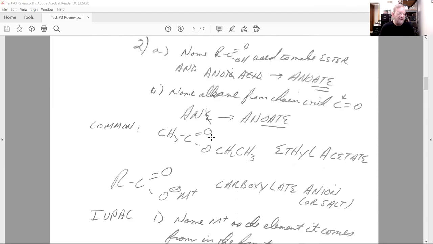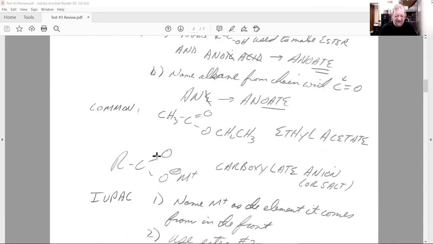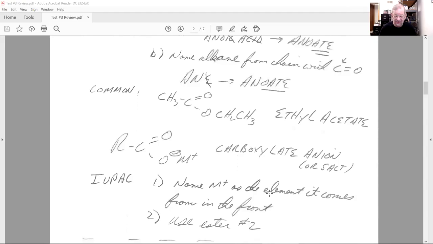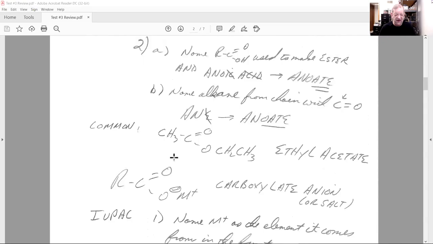Now, when you react a base with a carboxylic acid, you get the carboxylate anion, which I'm showing you on there. How do you name that? IUPAC name: M plus as the element it comes from. Here, Na plus would be sodium, K plus potassium, Li plus lithium. They have that in front. And then use the same part two, either A2 or B2 for the esters up here, for the rest of the day.